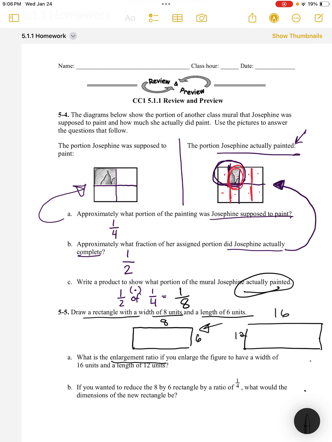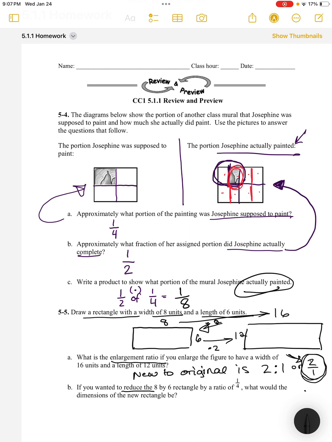Well, if I go from 6 to 12, I multiply by 2. 8 to 16, I also multiply by 2. So the enlargement ratio of new to original is 2 to 1, because I could write it this way. And the reason I know it's that is because we multiplied by 2, and this number right here is 2.